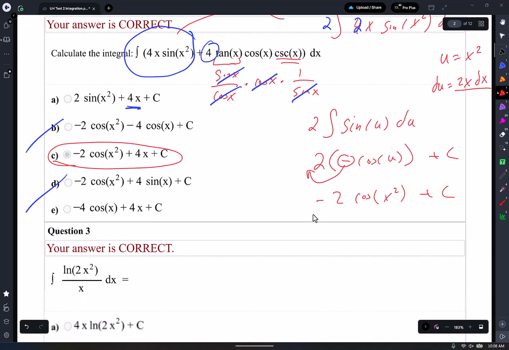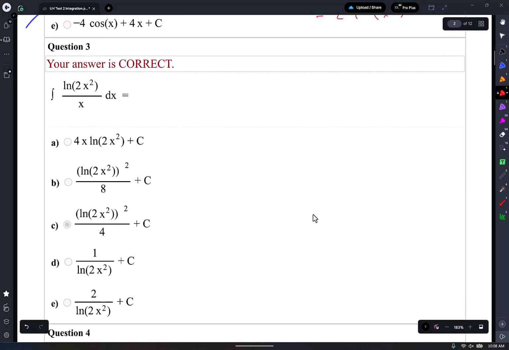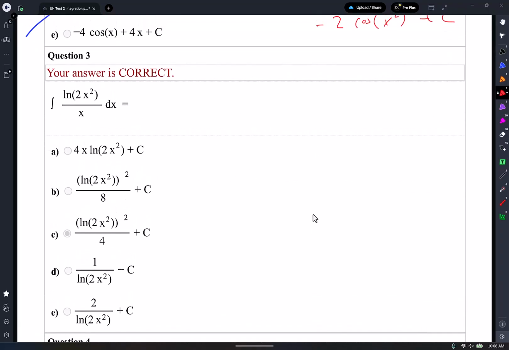Okay. Let's go to this one. This one looks kind of funny to me. So again, I would do u substitution again. Child, how do you know what to do? Well, I see a 2x squared here, and I see an x in the denominator. So I'm not gonna take it out because we can't take it out, but I'm gonna make that the u. You know what I mean? So watch, ln 2x squared over x dx. I'm gonna go u equals 2x squared, du equals 4x dx.